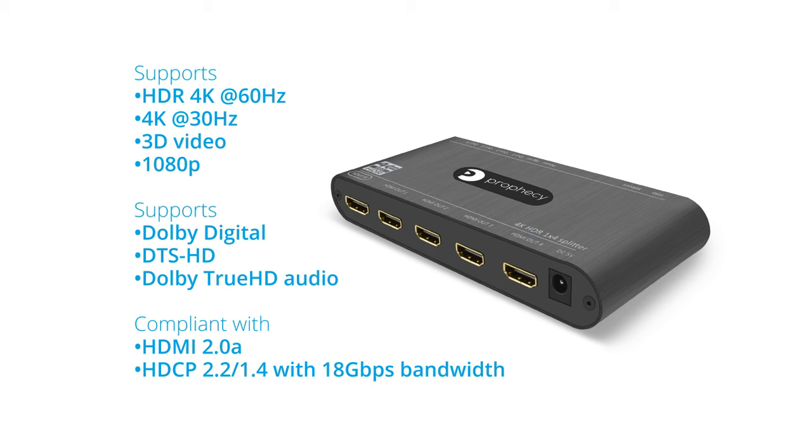The gofanco Prophecy splitter supports HDR 4K at 60Hz, 4K at 30Hz, 3D video, and 1080p. It supports Dolby Digital, DTS-HD, and Dolby TrueHD audio. It is also compliant with HDMI 2.0a and HDCP 2.2 and 1.4 with 18 gigabits per second bandwidth.